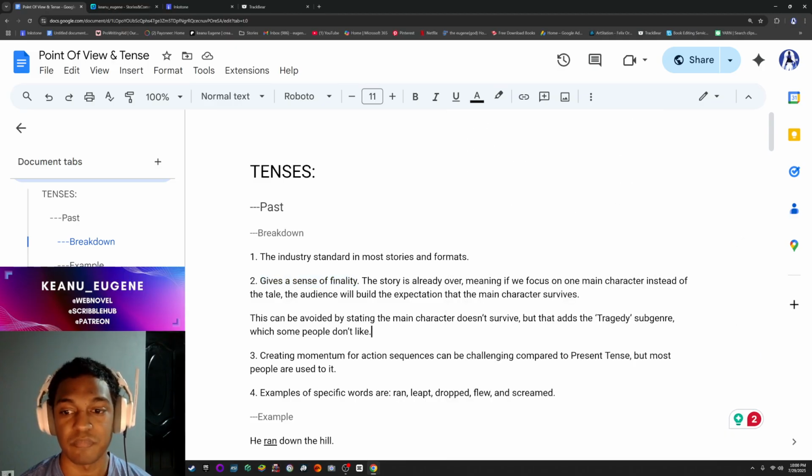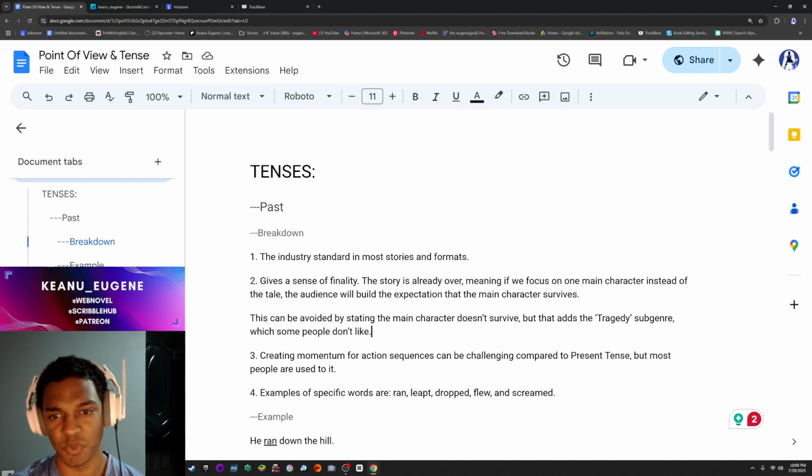Okay? Game of Thrones is past tense, but it is not omniscient, which saves it, right? But if you're telling a story that has one main character and it's past tense, the audience is going to assume the main character survives. That's just an assumption they're going to make because they're going to get attached. And if you then break that, you're going to piss off a lot of people, even if you haven't done anything wrong, technically. It's just how they feel.